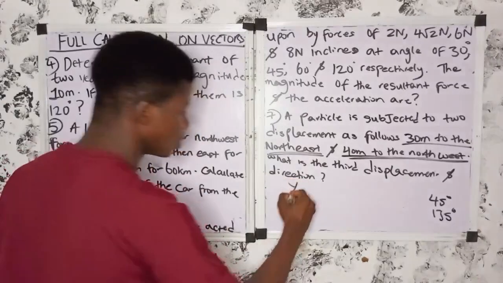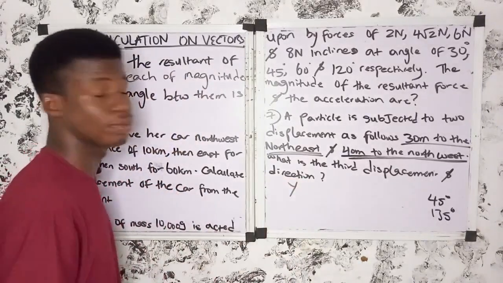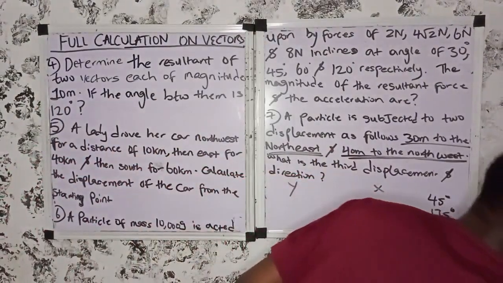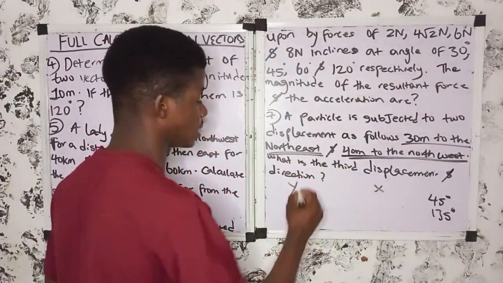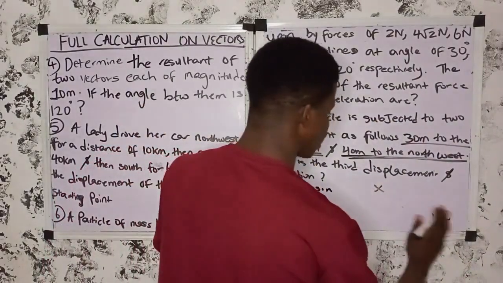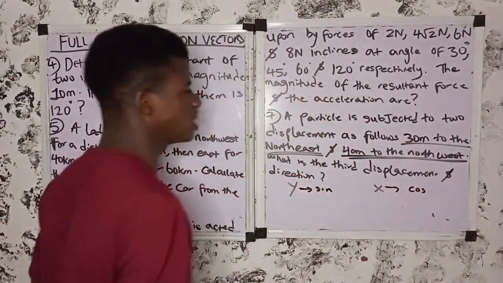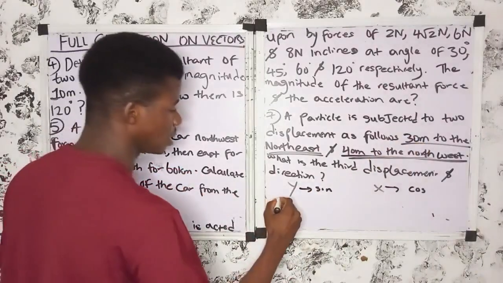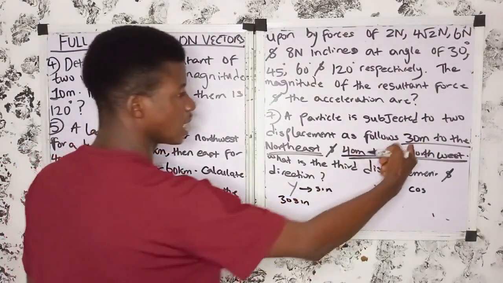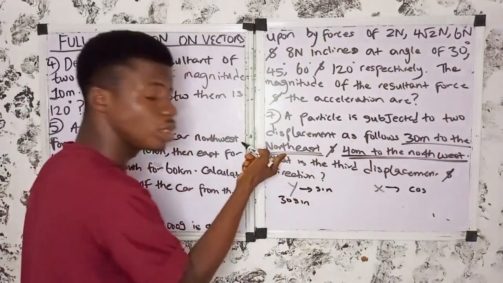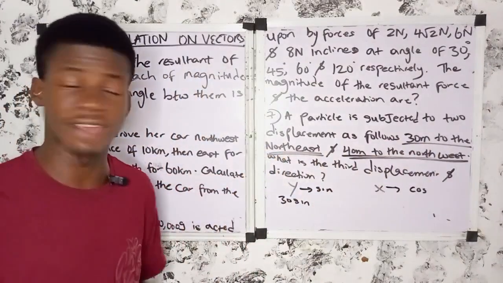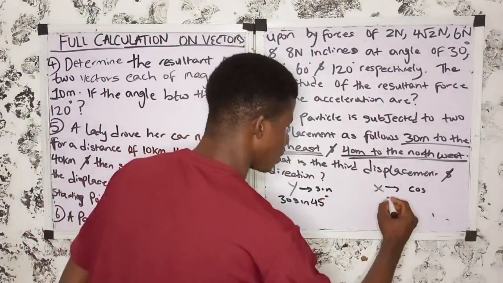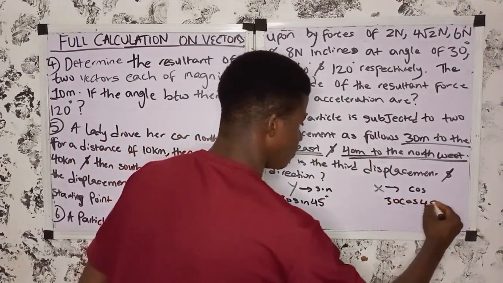We divide this into two: the y component and the x component. Remember, y component is usually sine, and x component is usually cos. Now let's start with 30. So 30 sine, northeast is at what angle? 45 degrees, right? So 30 sine 45 degrees. Now go to this part. We say 30 cos 45 degrees.